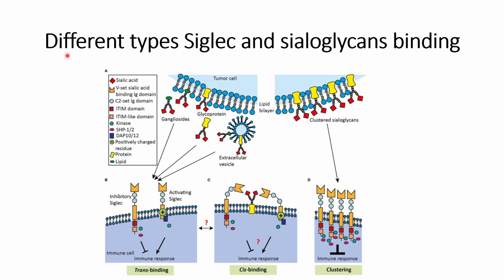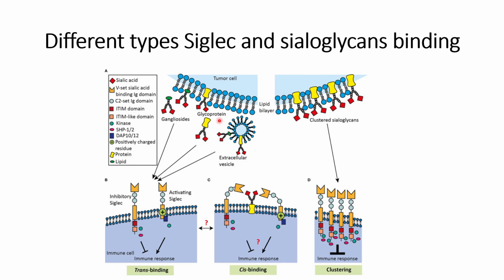In this video, we will discuss different types of Siglec and Sialoglycan binding, or their interactions. These Siglec and Sialoglycan interactions can occur in the form that the Sialoglycans, or the ligands for the Siglec, can be in a soluble form, which has been secreted by the tumor cells, or they can be expressed on the tumor cell surface, as shown here, like this glycoprotein, or they can be secreted in the form of extracellular vesicles that interact with the Siglec that are expressed on the immune cells.